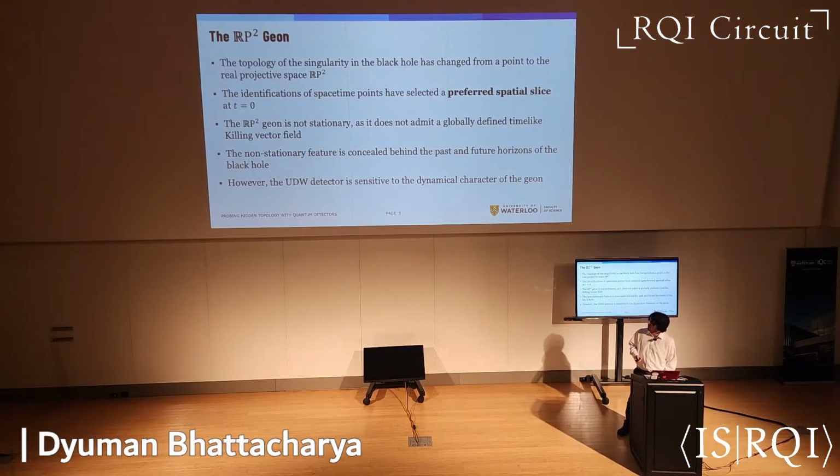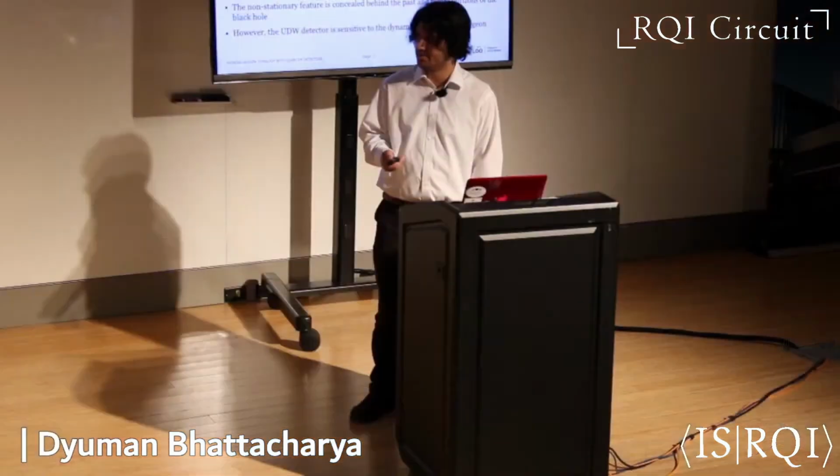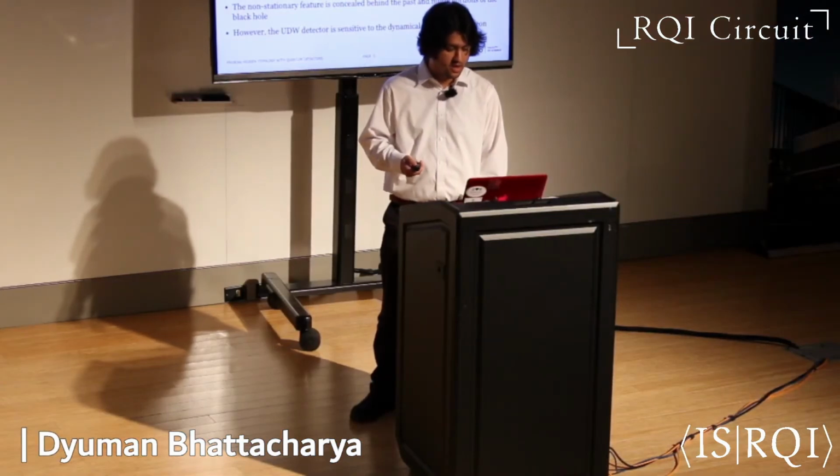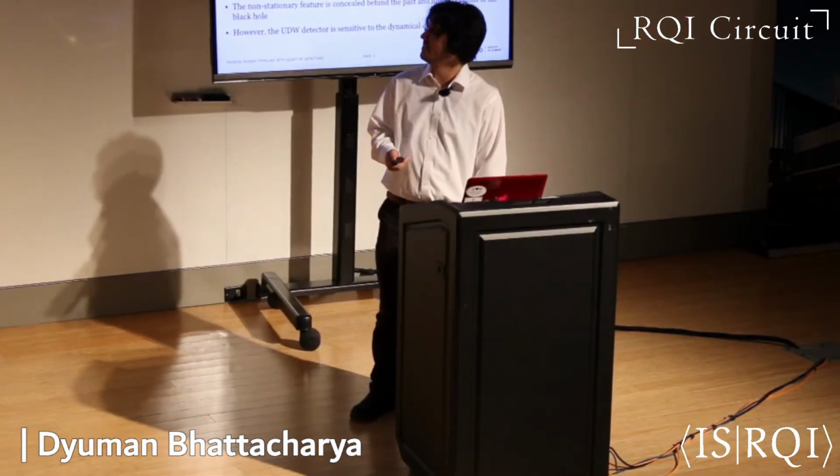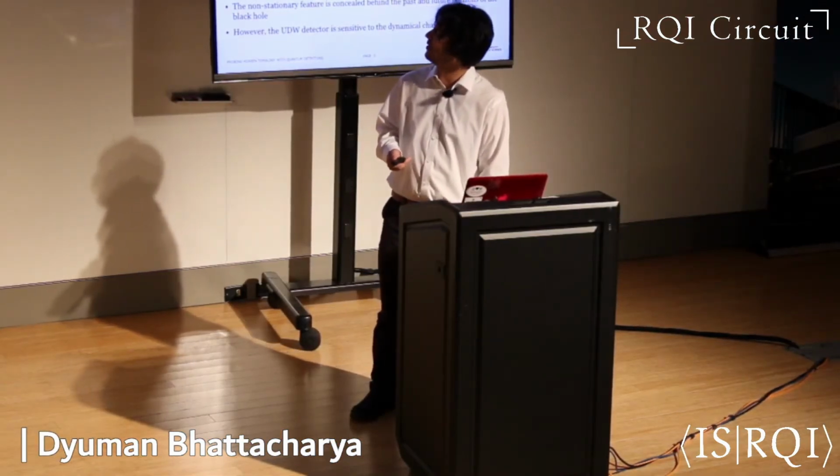So the major difference between the RP2 geon and the BTZ black hole is that the RP2 geon is not stationary. It does not admit a globally defined time-like Killing vector field. And this non-stationary feature is concealed behind the past and future horizons of the black hole. So classically, no external observer will be able to see this dynamical characteristic. But the UDW detector is sensitive to the dynamical character of the geon.